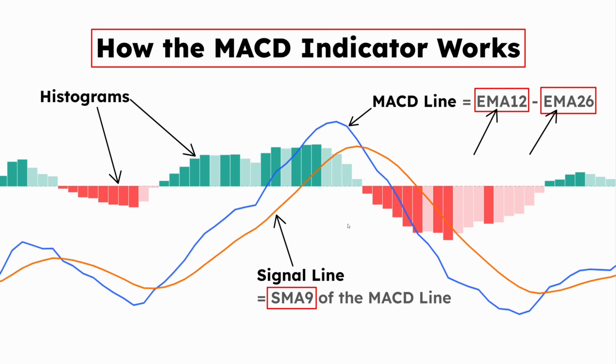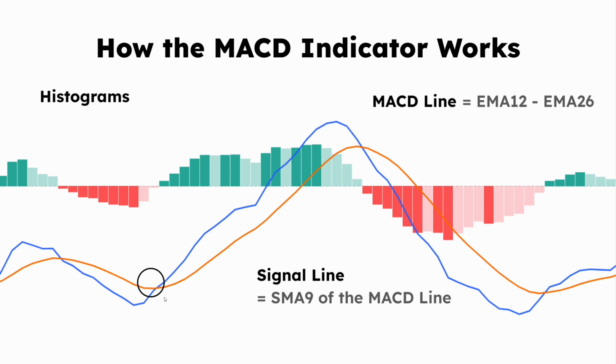And because the signal line is a moving average of the MACD line, we will actually get a very important property. And that is, as long as the MACD line is above the signal line, the signal line will go up. And as long as the MACD line is below the signal line, you can see that the signal line will go down. So that means that when the MACD line crosses the signal line from below, this is the point where the signal line starts to rise.